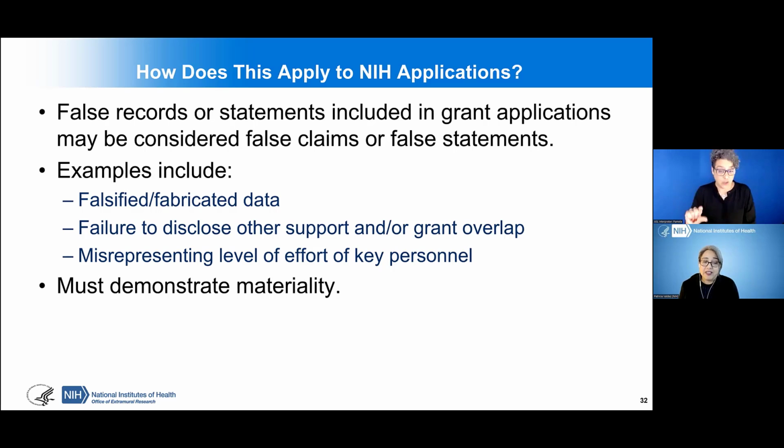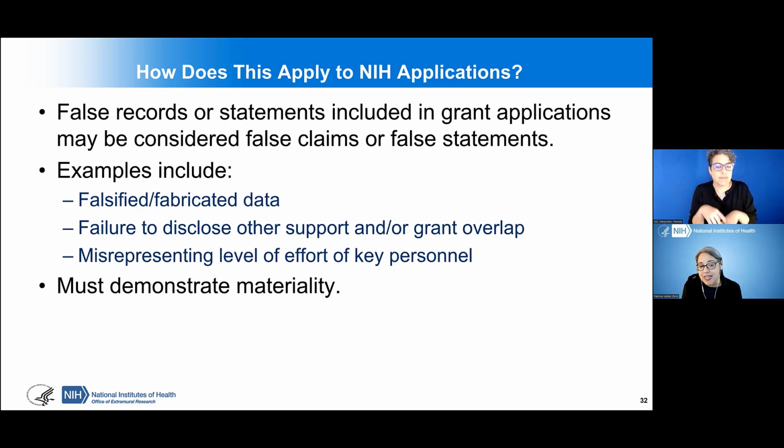Also, failure to disclose other support and/or grant overlap. For instance, in the just-in-time documents before a grant is made, we ask the institution and the individuals to make sure they list all of the other pending and active support that they have. The reason we ask is so we can make sure we're not duplicating funding. We want to make sure there's no scientific overlap, budgetary overlap, or commitment overlap. So if that's not disclosed, that could be a false statement or false claim.